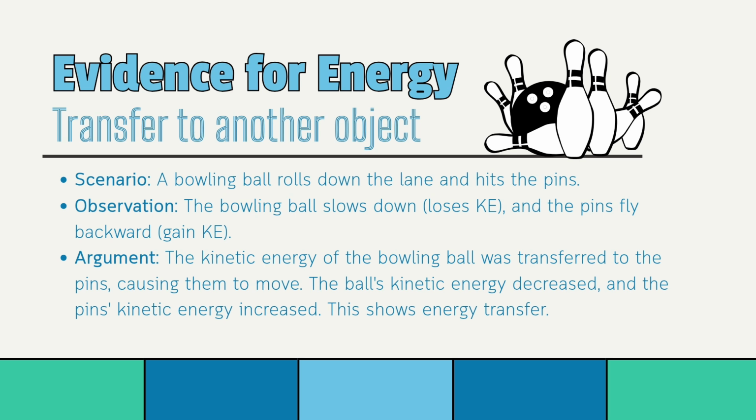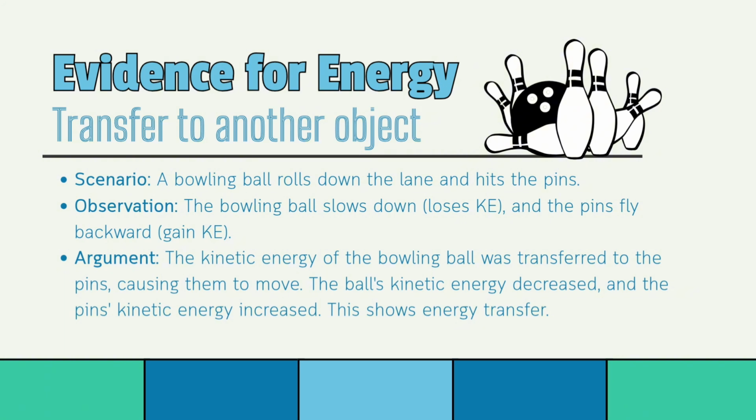What does this tell us? The bowling ball lost some kinetic energy. The pins gained kinetic energy. So where did the energy go? From the bowling ball to the pins. This clearly shows energy transfer. Energy moved from one object to another.